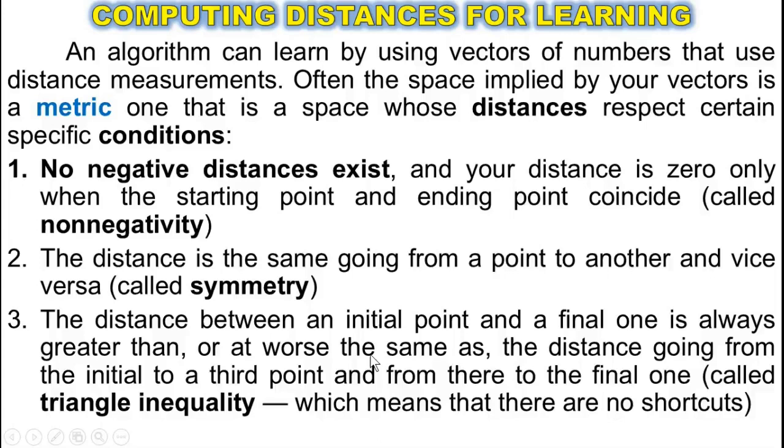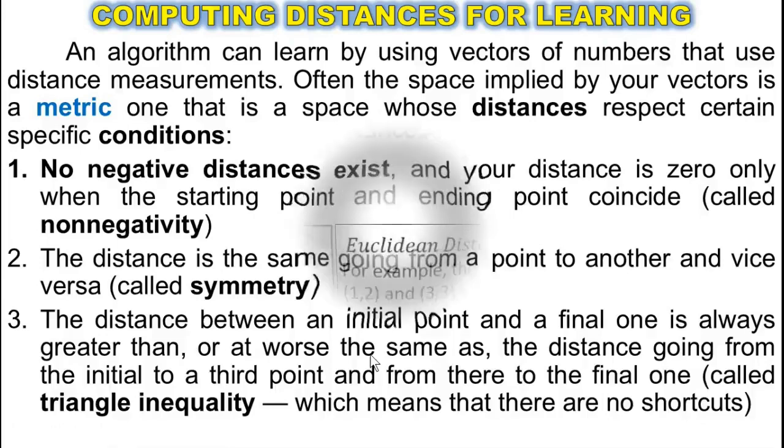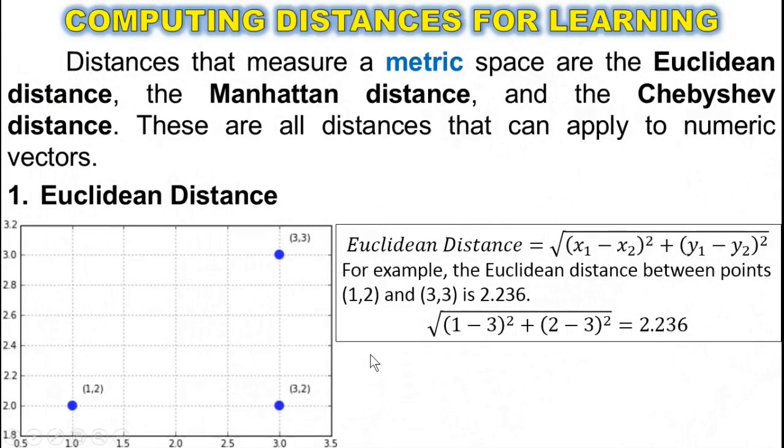Condition number 2, the distance is the same going from a point to another and vice versa. It is called symmetry. Lastly, the distance between an initial point and a final one is always greater than, or at worst the same as, the distance going from the initial to a third point and from there to the final one. It is called the triangle inequality, which means that there are no shortcuts. Distances that measure a metric space are the Euclidean distance, the Manhattan distance, and the Chebyshev distance. These are all distances that can apply to numeric vectors.